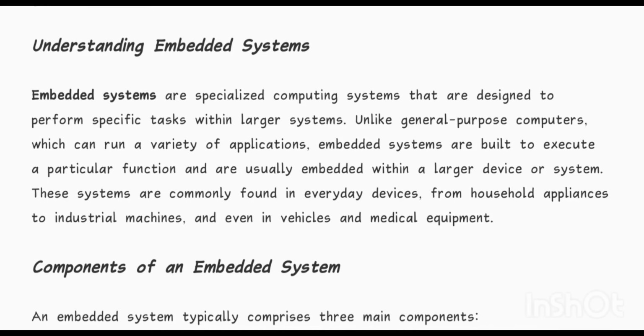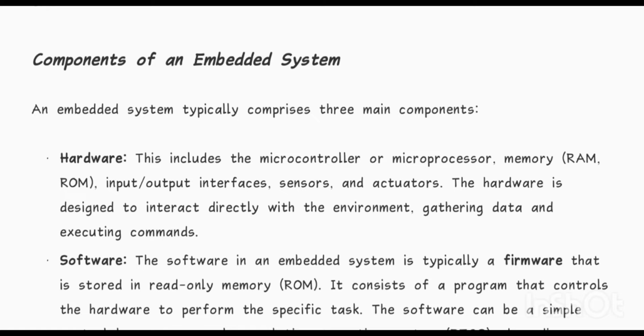Understanding embedded systems. Embedded systems are specialized computing systems that are designed to perform specific tasks within larger systems. Unlike general purpose computers, which can run a variety of applications, embedded systems are built to execute a particular function and are usually embedded within a larger device or system. These systems are commonly found in everyday devices, from household appliances to industrial machines, and even in vehicles and medical equipment.